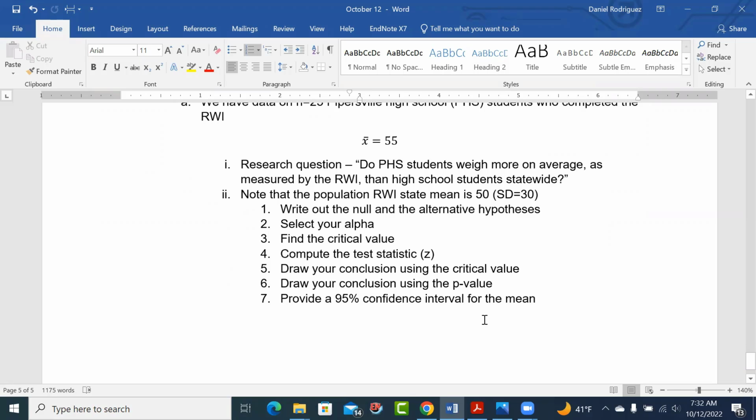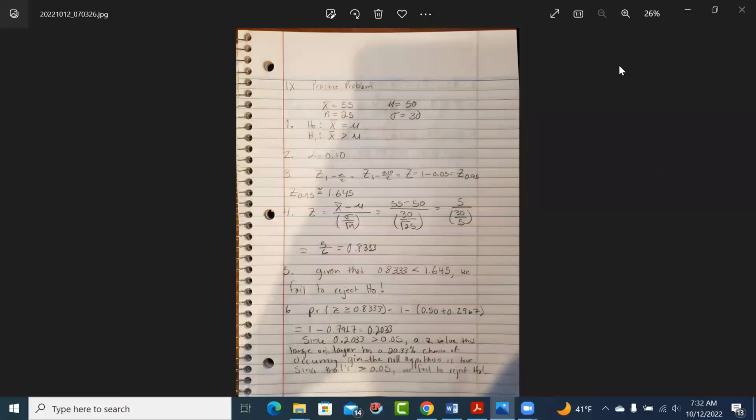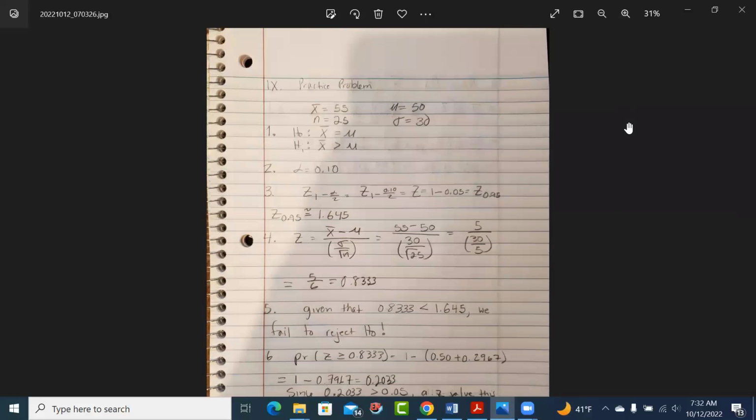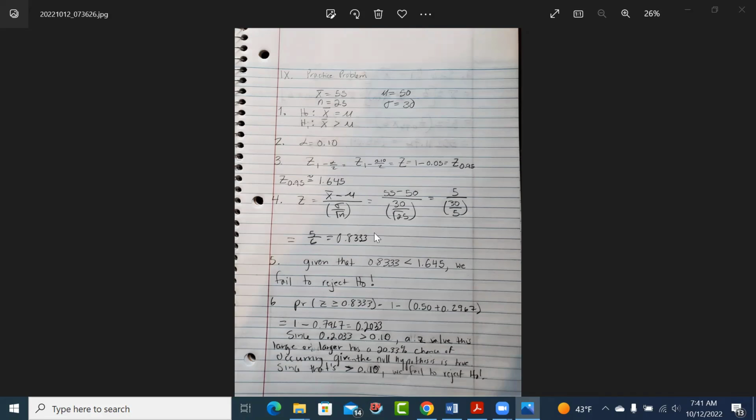First, we'll write out the null and the alternative hypothesis. So we have our mean is 55, 25 as our sample size, population mean is 50, and the standard deviation is 30. We write down our null and our alternative hypothesis. The sample mean is equal to the population mean, that's our null. The sample mean is greater than the population mean, that's our alternative hypothesis. Our null is that they're equal, our alternative is that they are not equal.